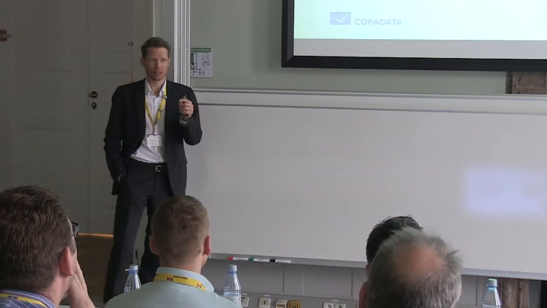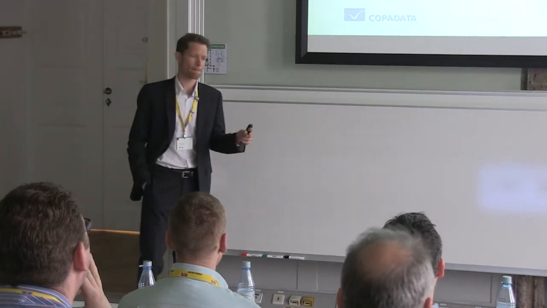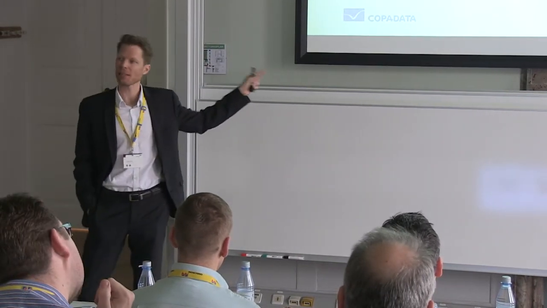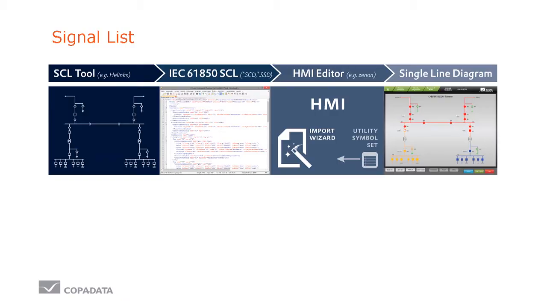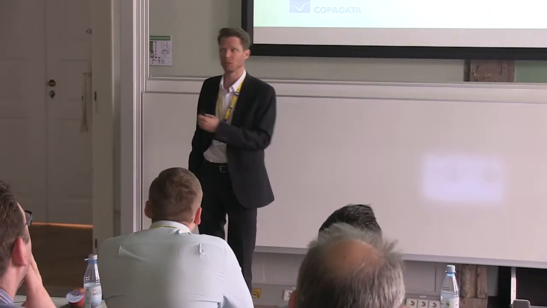So, where to get the rest of the information from? Again, this is the process from our starting point. We have the system configuration tool, and the file provided by this tool. Then there is something we call a wizard. It's an add-on to our existing HMI configuration tool. In this wizard, we import this file, but we also import a set of symbols based on the needs or requirements of the utilities.